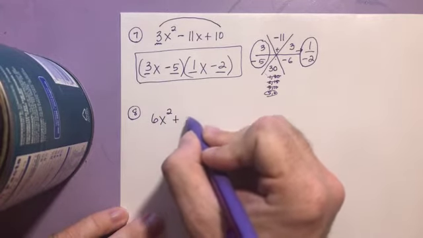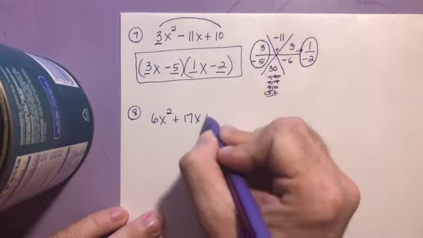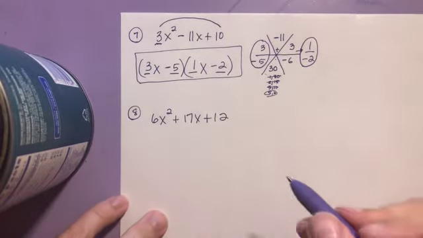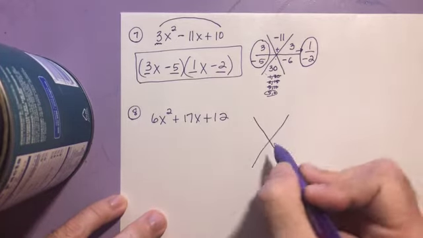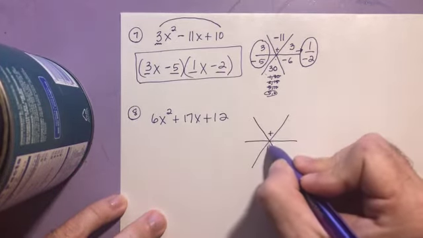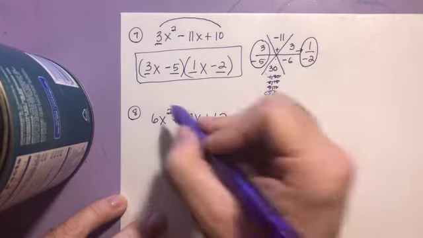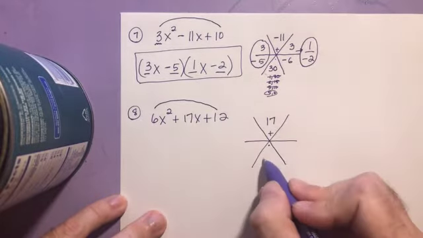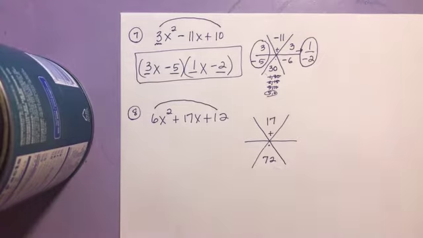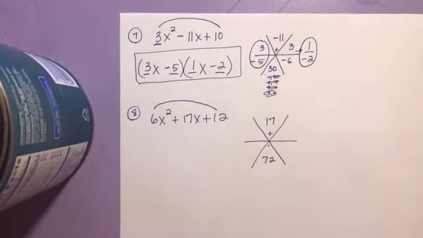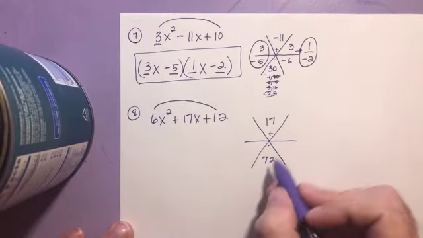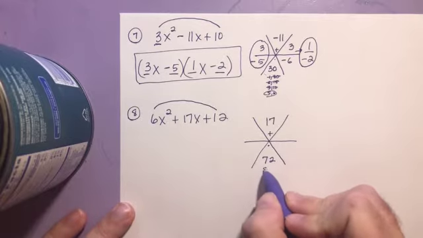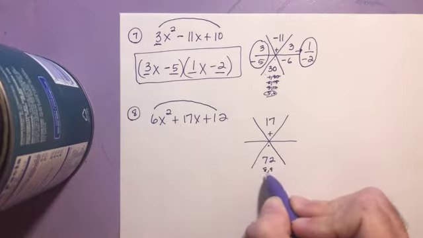6x squared plus 17x plus 12. We're going to do the snowflake because they don't have anything in common. So 17 goes up here. 6 times 12 is 72. That goes down there. All right, so we're going to say what times what gives me 72, but also adds up to give me 17. And 72 is 8 times 9, and they add up to 17.